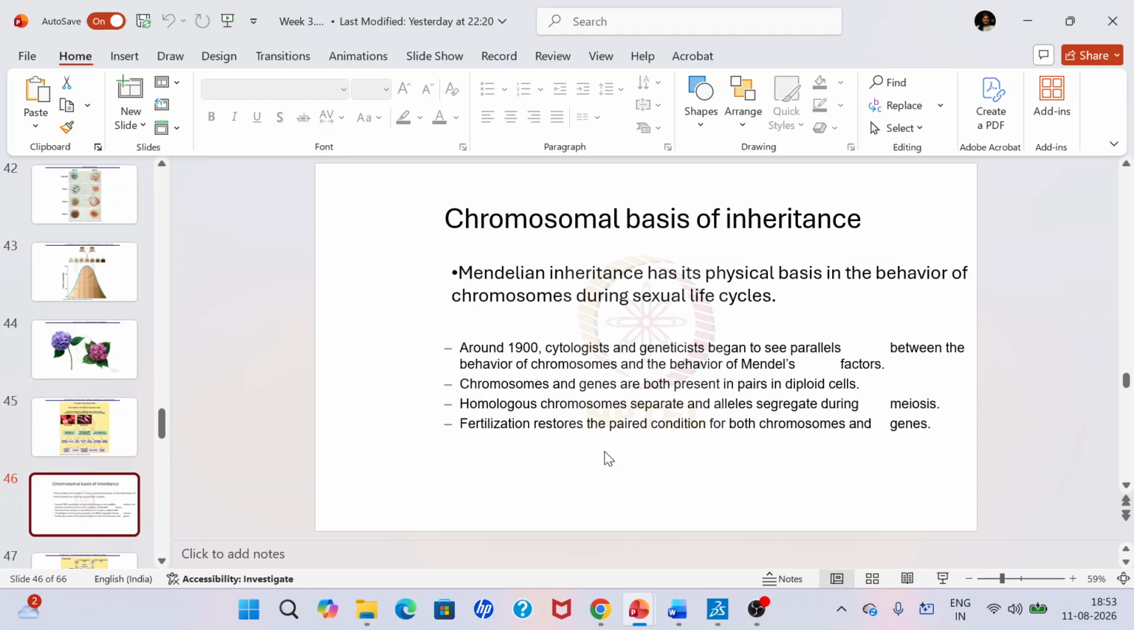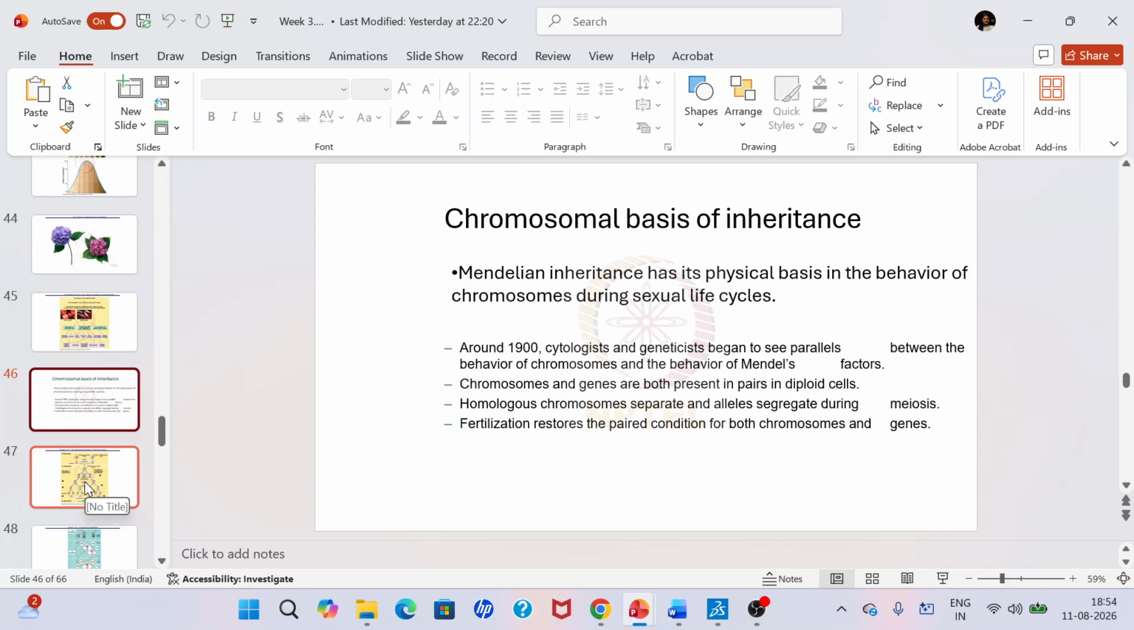Homologous chromosomes separate and alleles segregate during meiosis, and fertilization restores the paired condition of both the chromosomes and genes. When the female and male gametes are formed, the situation is haploid. After the fusion of these gametes to form the zygote, all of the cells in the body have a diploid condition. The haploid condition is not normal except in gametes. So this was the chromosomal basis of inheritance.